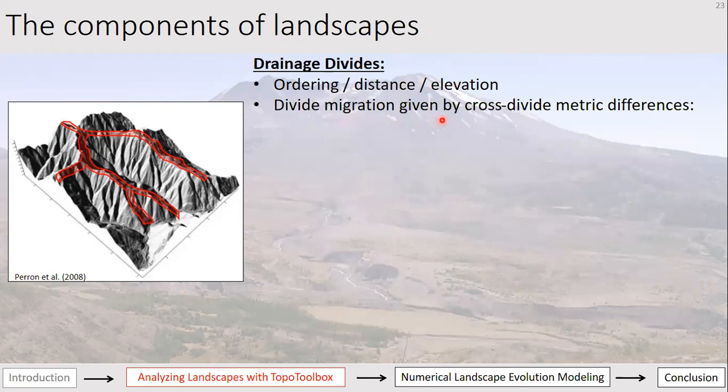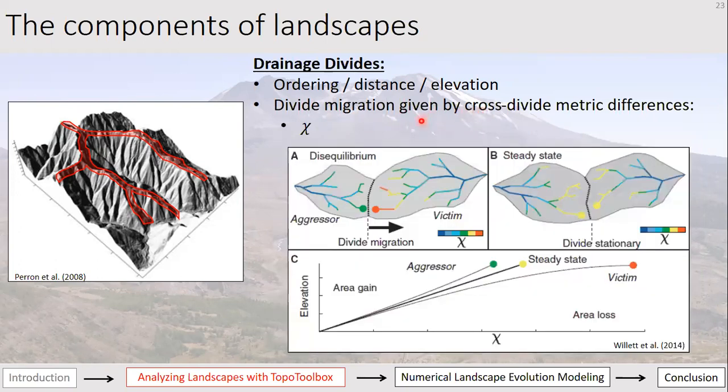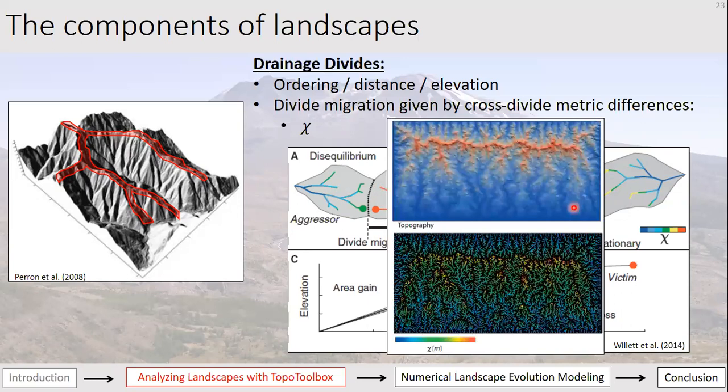Another approach is to determine divide migration between basins based on cross-divide metric differences. A common example of this is to look at the differences in chi between drainage basins. And in the study that introduced this, Willett et al. 2014, they postulate that if you calculate chi between two basins that share a common divide, and if this chi value is different, the divide will migrate towards the higher chi regions and will continue to migrate until chi becomes equal.